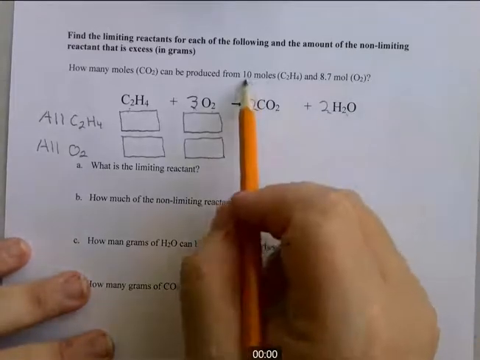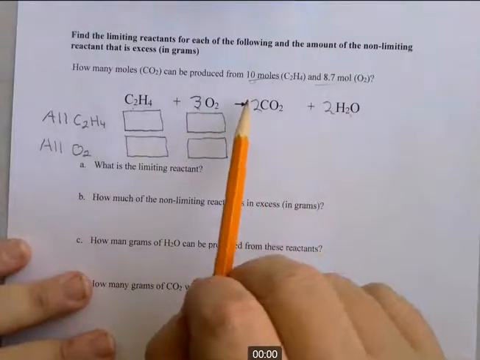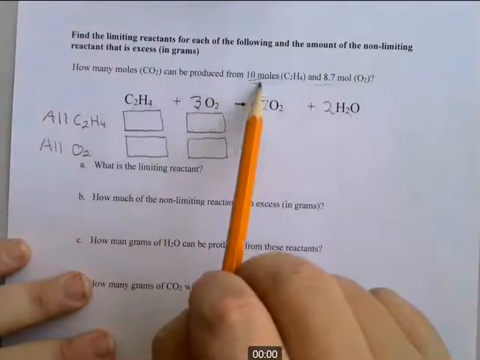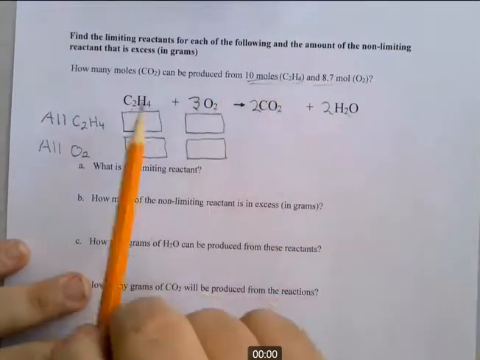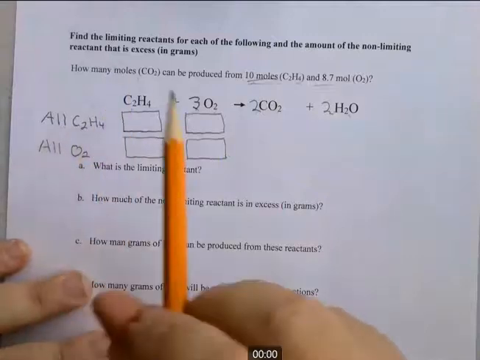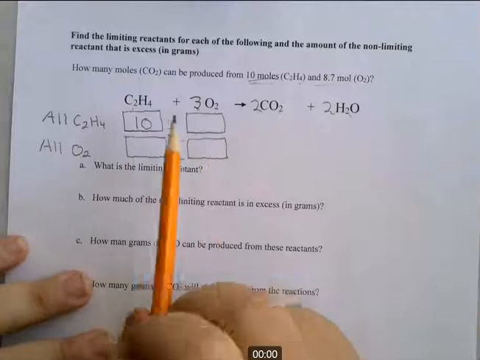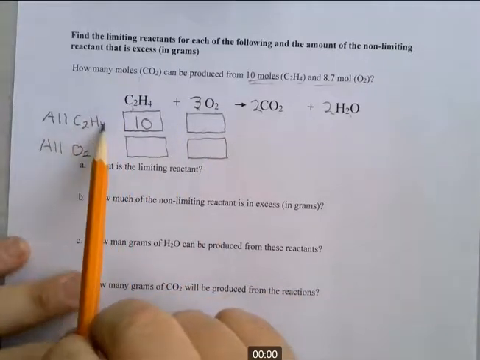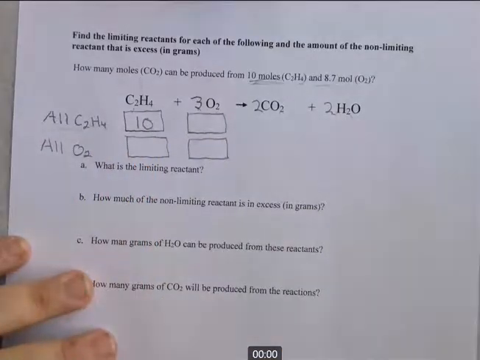Now, since we're already given moles, we don't need to do any conversion. So what it's telling us is this. It's telling us we have 10 moles of C2H4. We know we have that many moles of C2H4. So under C2H4, in the all C2H4 row, I'm going to put 10 moles. These numbers represent moles. Because I'm assuming this is the reaction where I'm going to use all of the C2H4, and that's 10 moles. So that's how much I'm going to use.